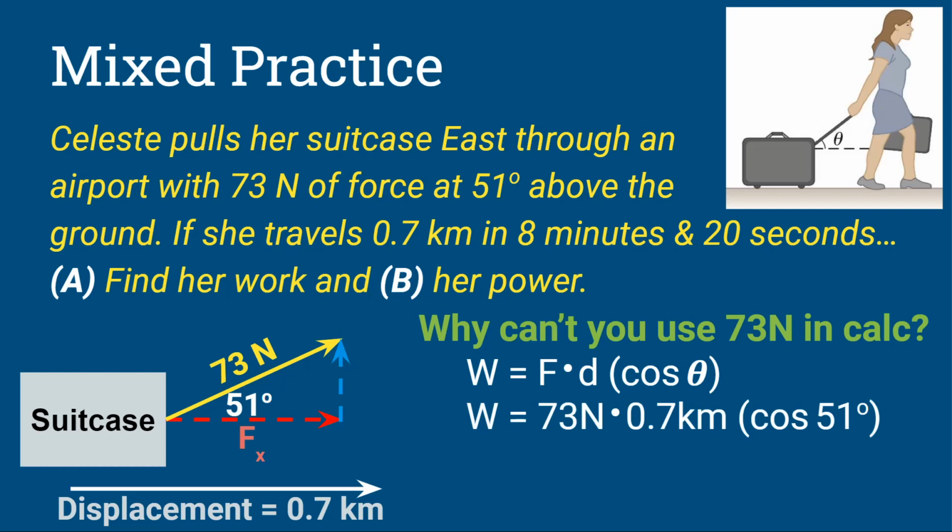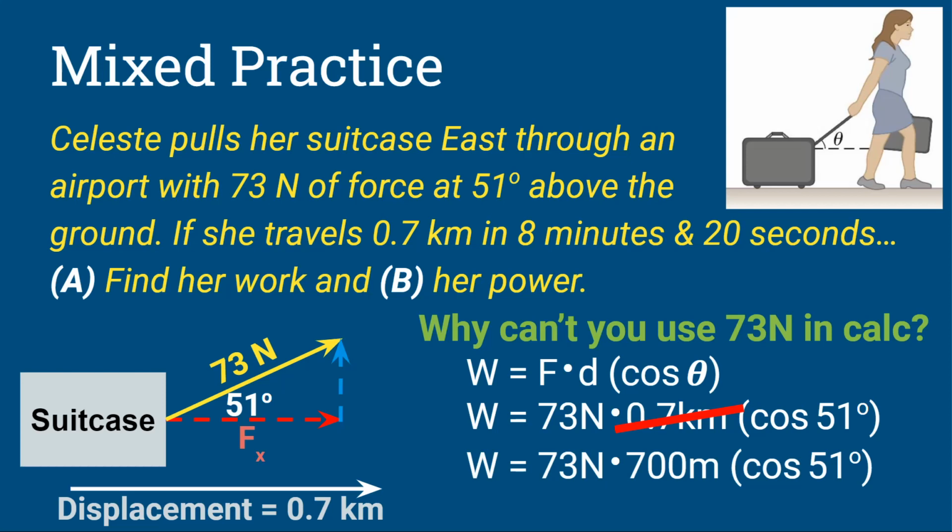Okay, so 73 times 0.7 kilometers times cosine 51 degrees. Again, we have the same problem we did last time. I can't leave kilometers in that question. So I need to convert it to meters, multiply by 1,000, and that is, of course, 700 meters. So 73 times 700 times cosine 51. Again, that's going to give me the component of my force that is horizontal multiplied by my displacement.